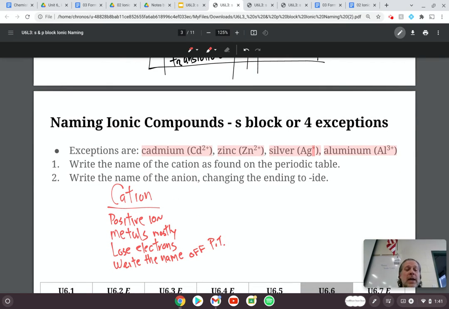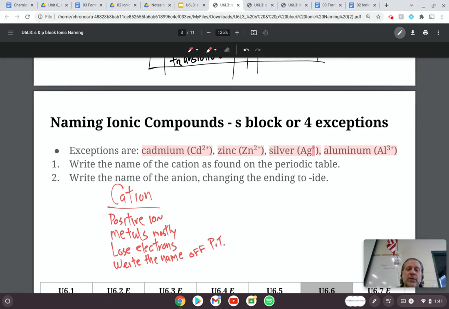Now, when we go ahead and name ionic compounds, and we're going to deal with ionic compounds specifically, thank you for bearing with me, those of you that were listening. When we name ionic compounds today, we are going to follow some very simple rules. We're going to avoid talking about covalent compounds today, in large part because covalent gets its own unit later on.